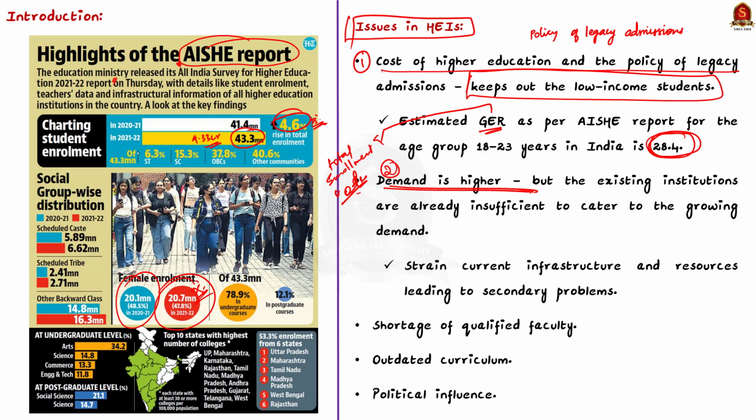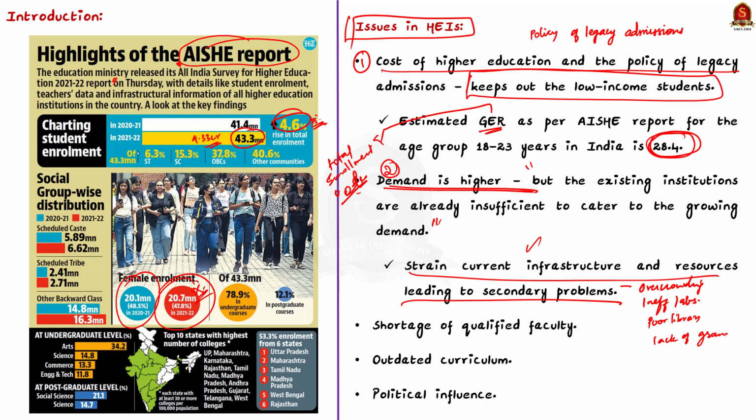But the existing institutions are already insufficient to cater to the growing demand. This also strains the current infrastructure and resources, leading to secondary problems like overcrowded classrooms and insufficient laboratories, hindering practical experiments and research skills. There are also poorly stocked libraries, lacking up-to-date resources, and a lack of facilities like sports grounds, canteens, hostels, etc. These deficiencies hinder effective learning and student engagement in various extracurricular activities, and they can also lead to health and accommodation issues.